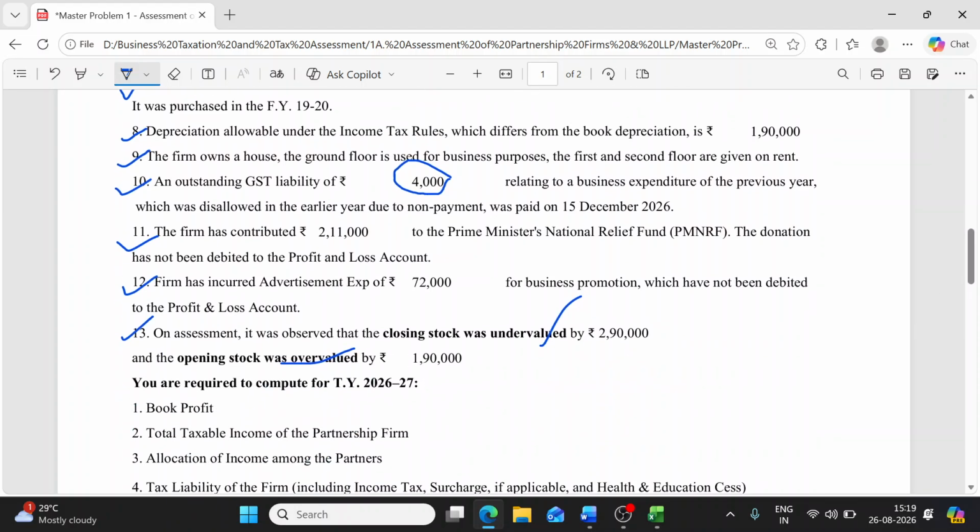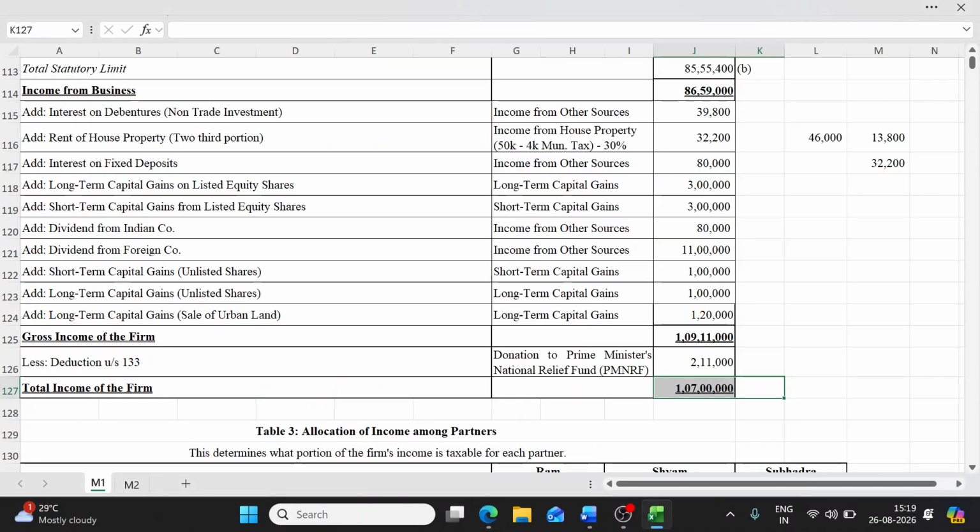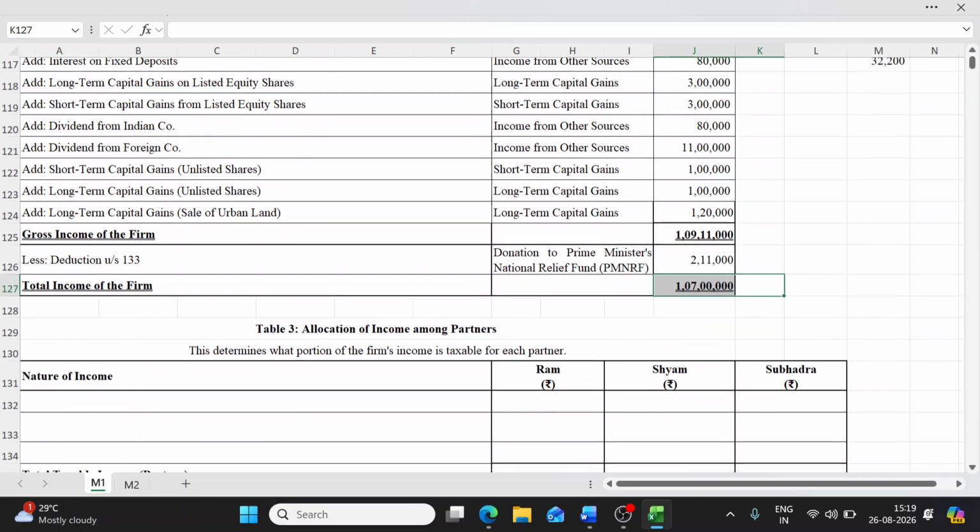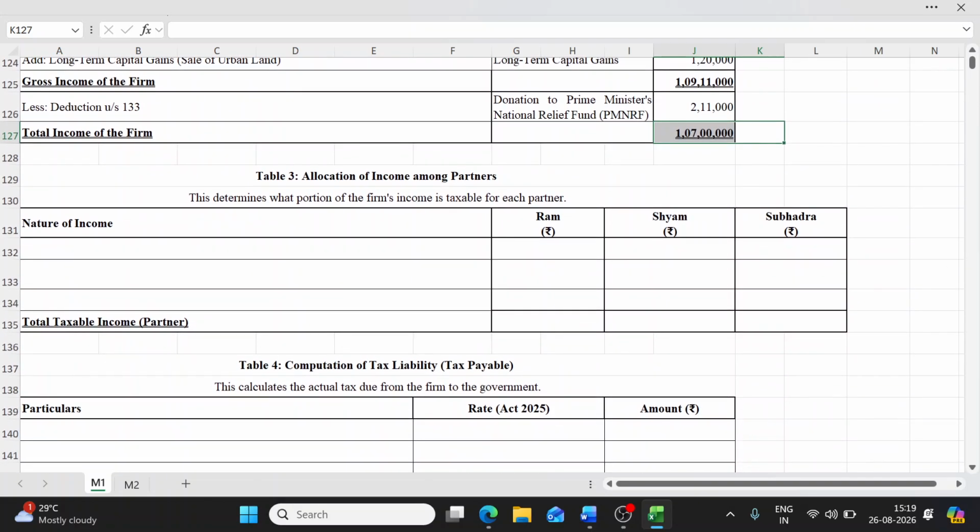Okay, now table number 3. Now table number 3 is interesting. In table number 3, we are supposed to compute what portion of the firm's income is taxable in the hands of the partner. So these are three partners, right? Ram, Sham, and Subhadra.